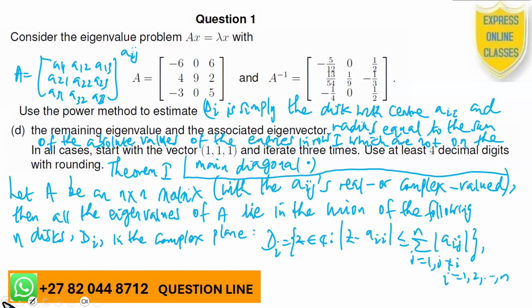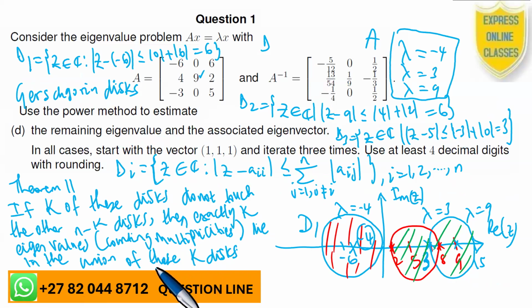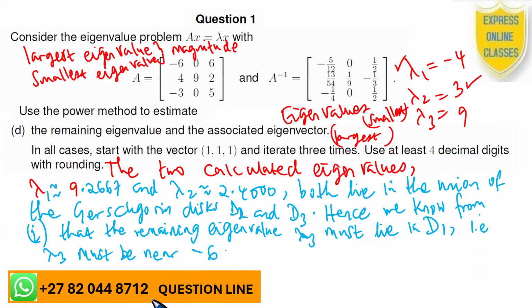Now, we are then saying here, lambda equals -4 lies in the first disk, and the other two eigenvalues lie in the union of the other two disks. And we have stated clearly that we know from Roman figure 1 that the remaining eigenvalue lambda 3 must lie in disk 1. That is, lambda 3 must be near -6.